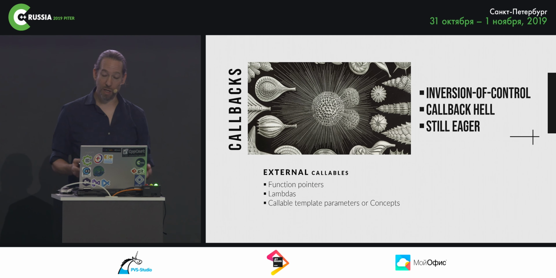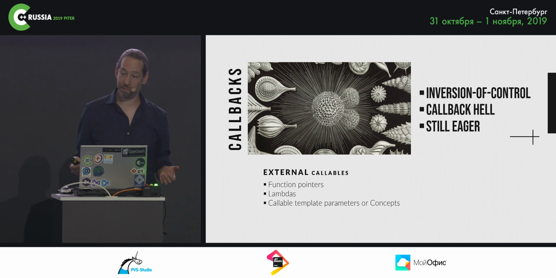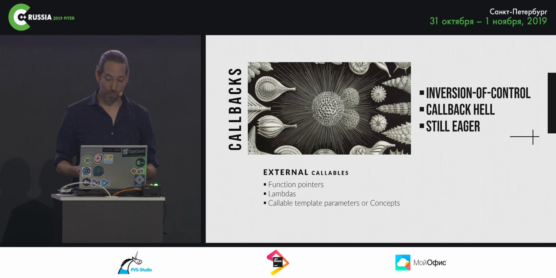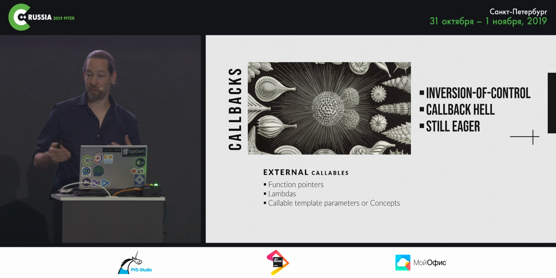One common mitigation of these two properties is to use callbacks. Many of us have seen callbacks, and in fact, C++ offers many different mechanisms for using callbacks. In the general sense, we have function pointers, we have lambdas, we have template parameters. Concepts also allow us to do similar things, and this is how a lot of the STL algorithms actually work.